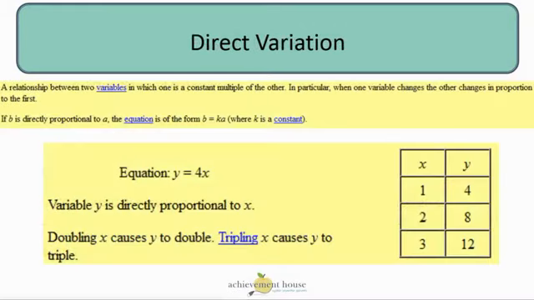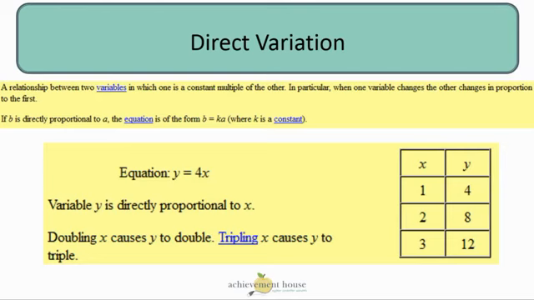So you might remember talking about direct variation. It's a relationship between two variables in which one is a constant multiple of the other. So when one variable changes, the other changes in proportion to that variable. So if b is directly proportional to a, then you'll have the equation b equals k times a, where k is the constant. We call k the constant of variation.